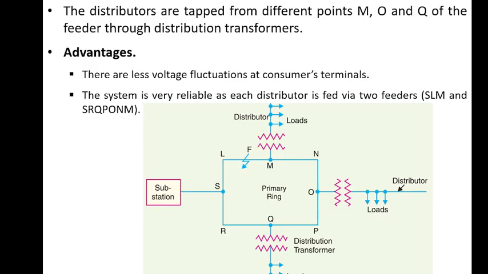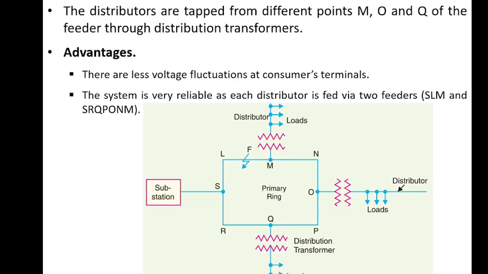All right. This slide explains how distributors are connected in primary ring distribution systems and highlights its key advantages. The distributors are tapped from different points along the feeders, especially at points M, O, and Q, through distribution transformers. This arrangement ensures that loads are supplied from multiple points within the ring.